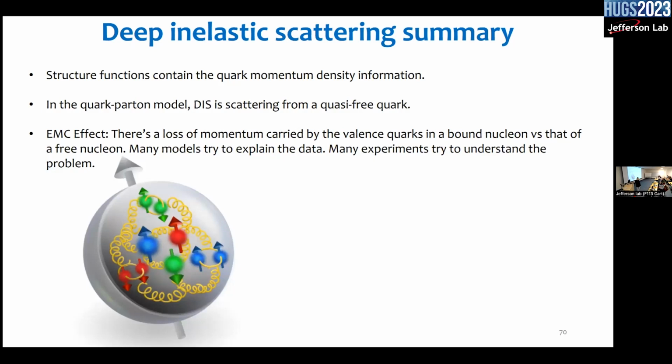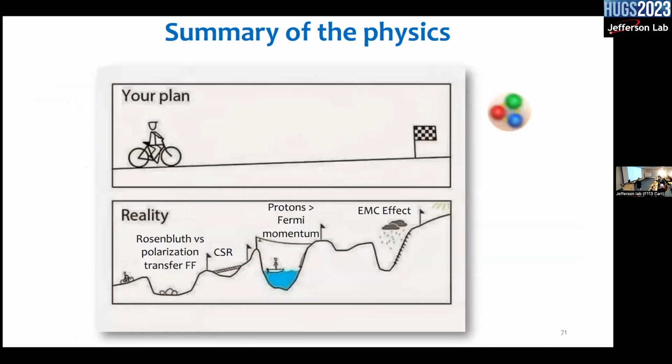So this is basically our summary on deep inelastic scattering. The structure functions contain the quark momentum distribution information, density information. In this model, we can think of DIS as scattering from a quark. And the momentum that they carry is different in a bound nucleon versus that in a free nucleon. That's where we're at, because that's a very profound observation.